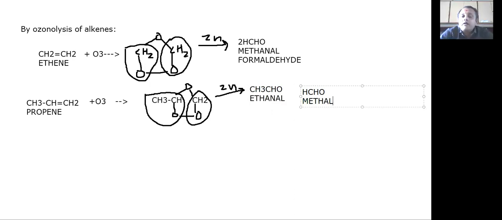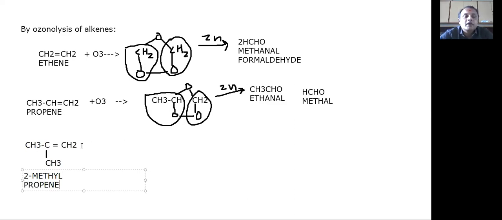Okay. Now how can we prepare ketone? So for ketone you have to take this type of compound, CH3, C, double bond, CH2, and one more carbon here, CH3. The name of the compound is 2-methylpropene. This propene reacts with ozone.